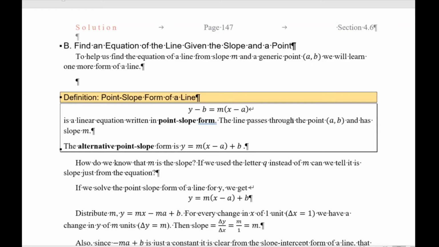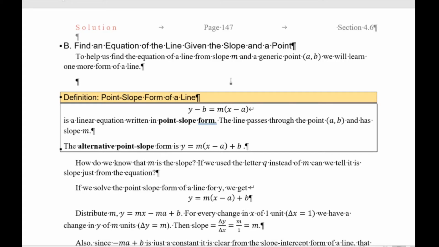In section 4.6 part B, we will find an equation of a line given the slope and a point. Now, to help us find the equation of a line, if we're just given slope m and a generic point (a, b), we will learn one more form of a line. Mathematicians are super creative, so this form is called the point-slope form of a line. And it's y minus b equals m times the difference of x and a.